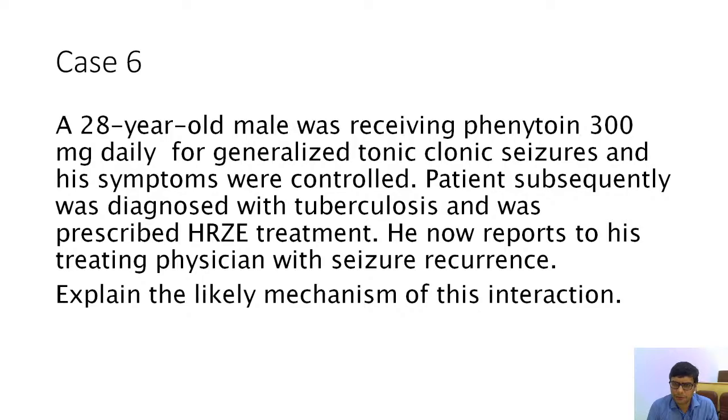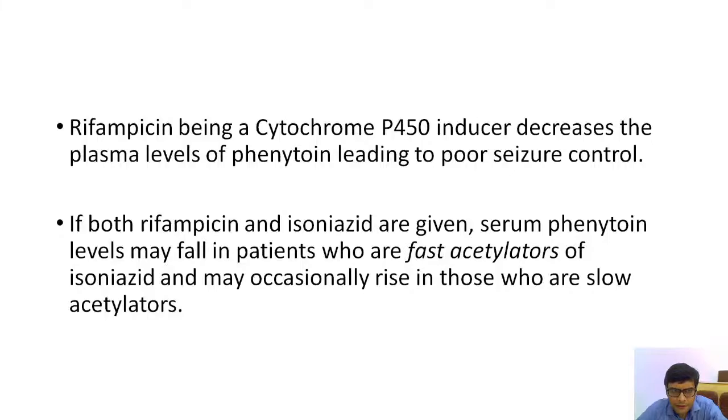So like in this patient, the patient was already a diagnosed case of GTCS, was already receiving phenytoin, and now he was diagnosed with tuberculosis and was taking HRZE treatment. And while on HRZE treatment, he had this seizure recurrence. So this is a very easy to guess interaction. Rifampicin, being a cytochrome enzyme inducer, decreases the plasma level of phenytoin, which leads to poor seizure control. This can happen with both rifampicin as well as isoniazid.